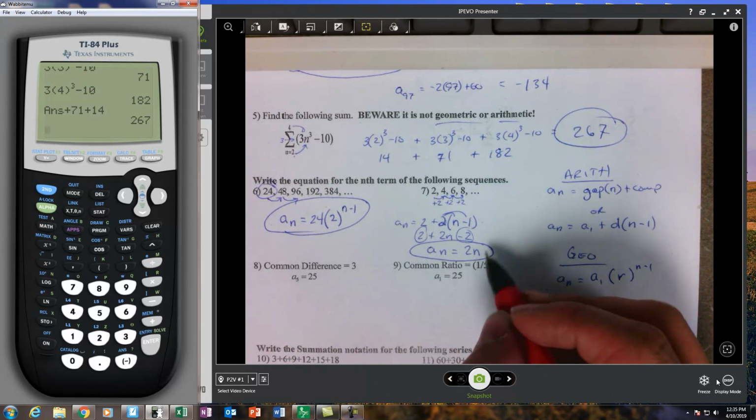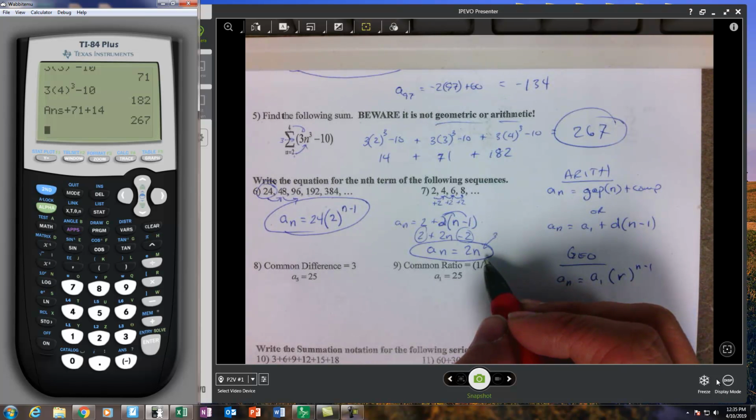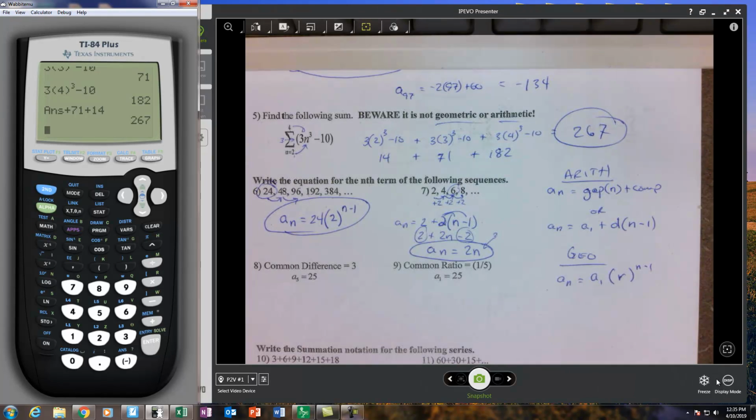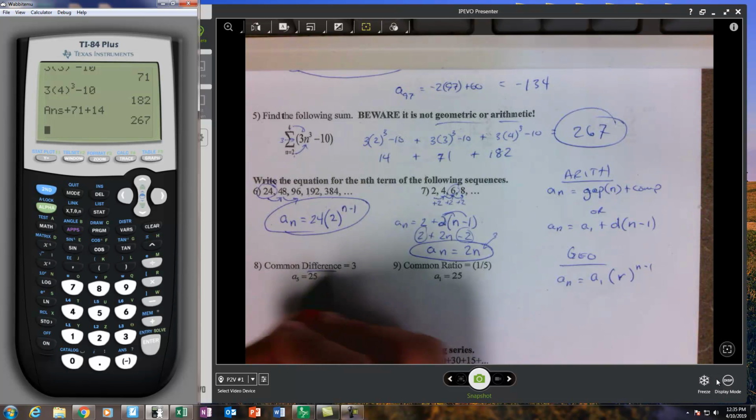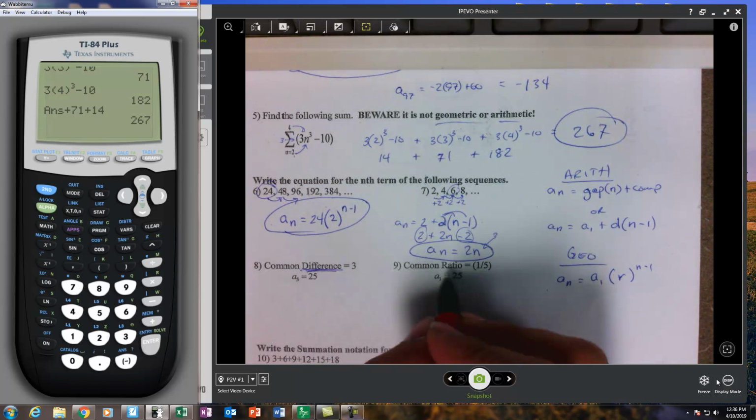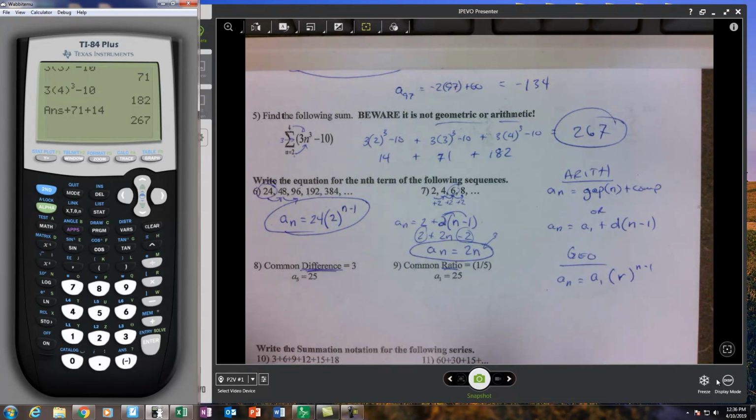To prove that we've done this right, if you put 3 into this equation, you get 6, which is the third term. That's exactly how these are supposed to work. Again, you don't have to prove it to yourself or me, but if you want to know that you've done it right, that's how you check. When you're told that there's a common difference versus a common ratio, the difference is the arithmetic and the ratio is the geometric.